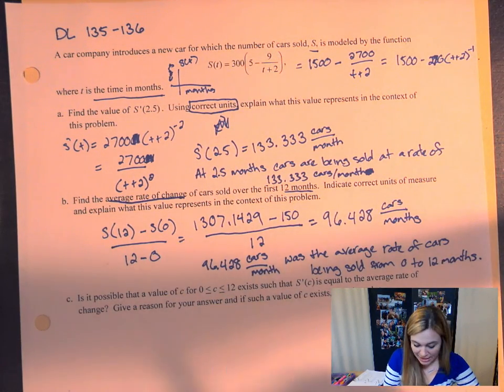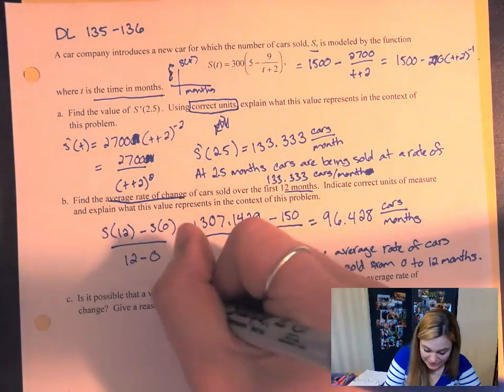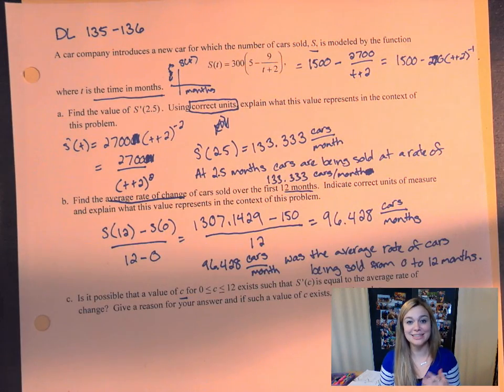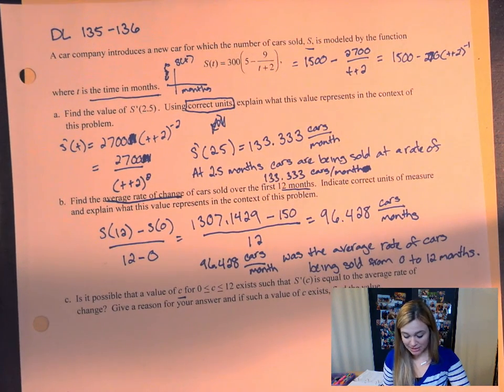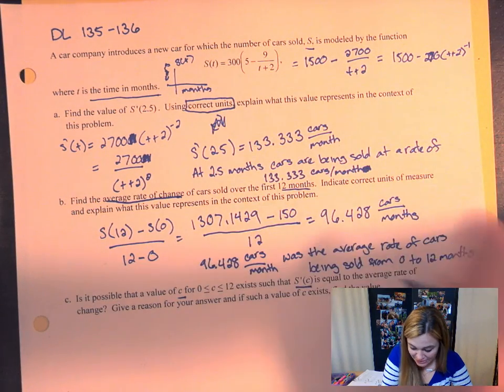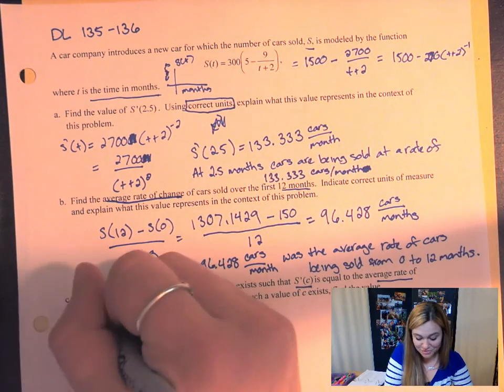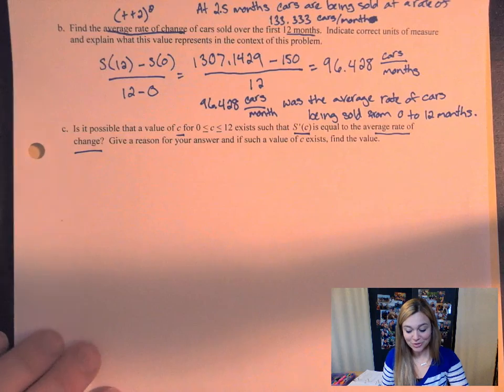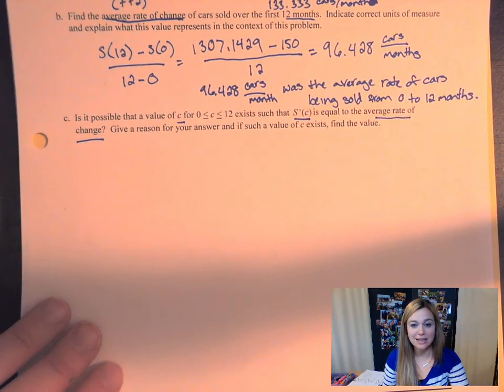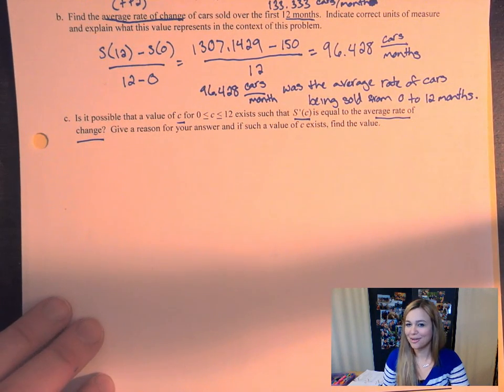Okay, is it possible for this value of C? As soon as you see something like this, does there guarantee a value? Is it possible? Is there a value? You should be thinking theorems. So is it possible such that S prime of C is equal to the average rate of change? The average rate of change is equal to the instantaneous rate of change. Which one's that? Average, also known as mean value theorem.